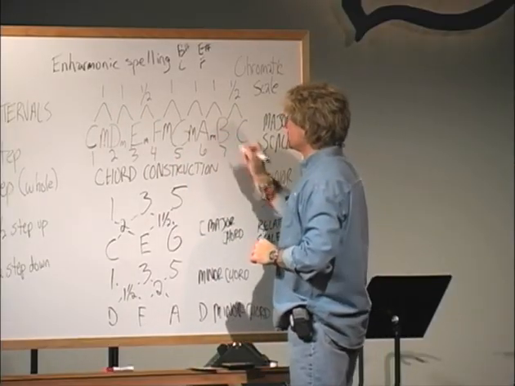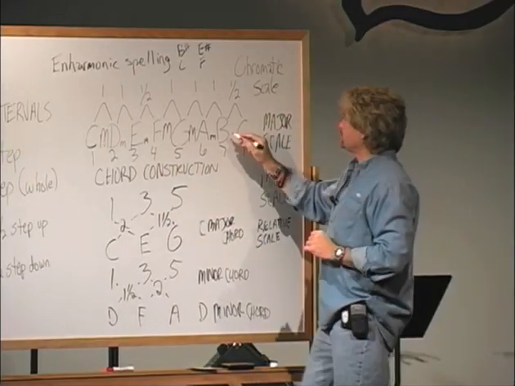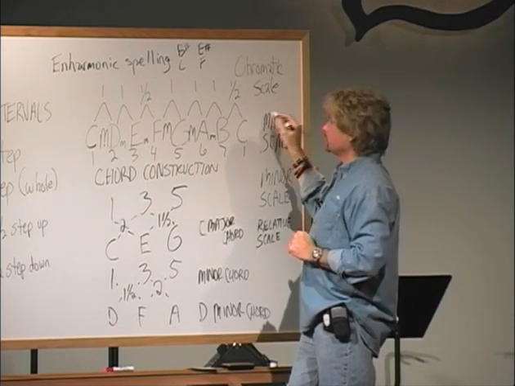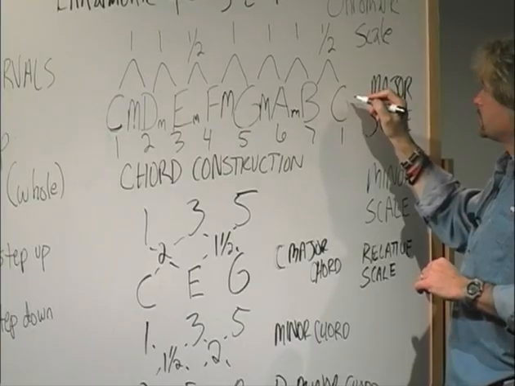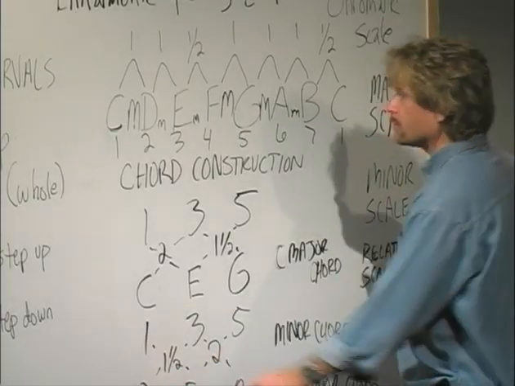So now we build A minor. Let's look at the B to, if we continued out, it would be B to D. We've got a step and a half there between those two notes. So it's looking like a minor.